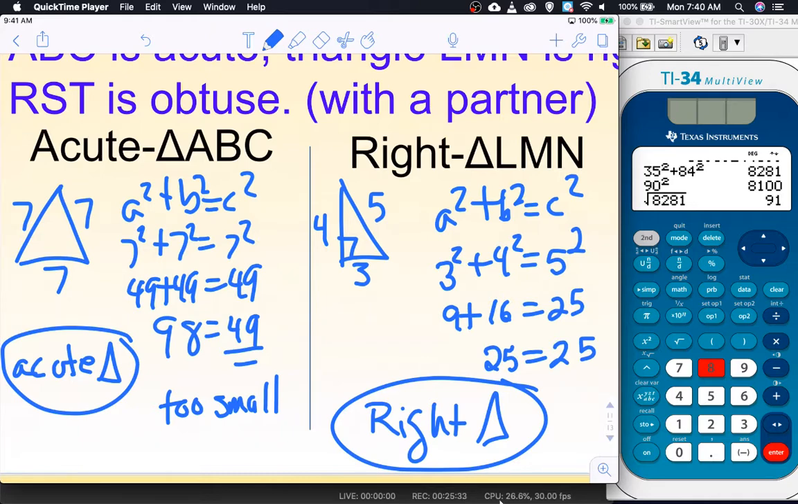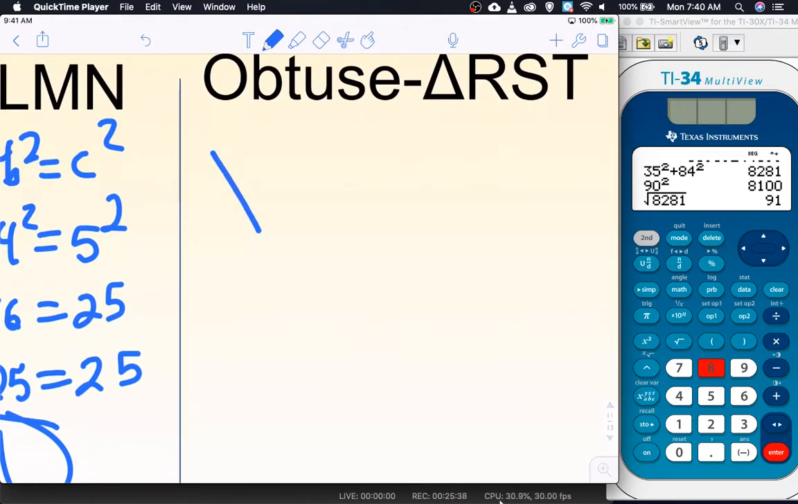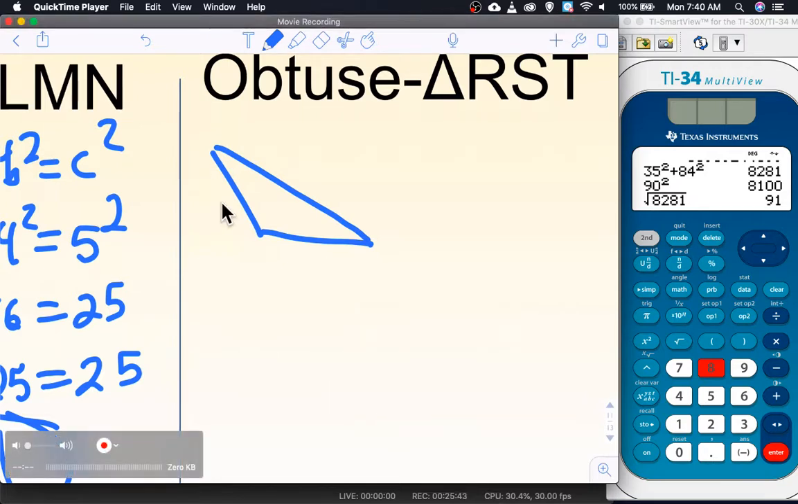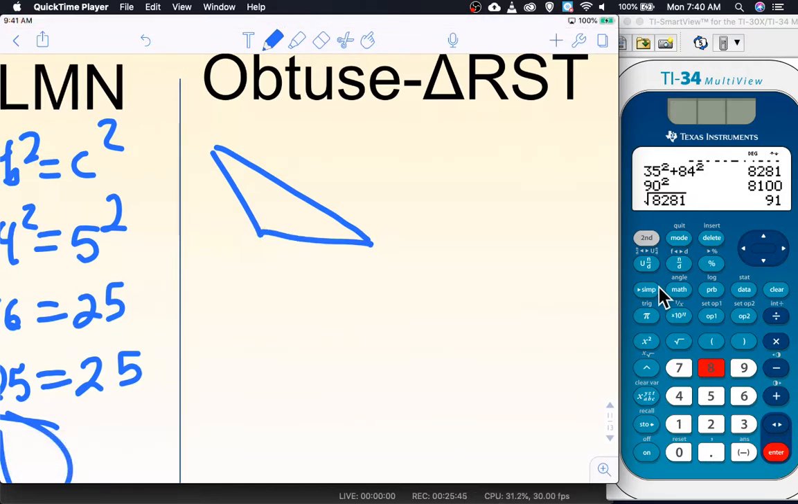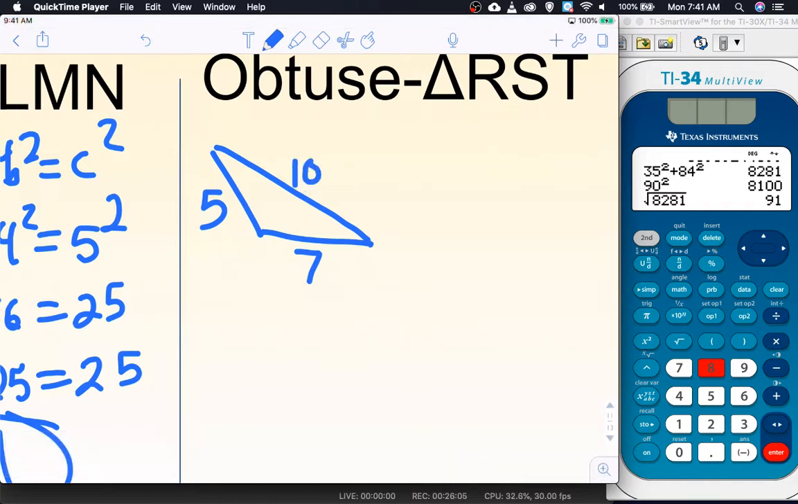Obtuse triangle. To make a good obtuse triangle, all you really do is, I come up with two smaller sides first. This is the strategy I use. So let's say like 5 and 7. And then I make this number just a little bit less than these two sides added together. So these two sides added together would be 12. I'm going to make this, I'm not even sure if 10 will work. 11 would definitely work. We'll try 10. We'll see.